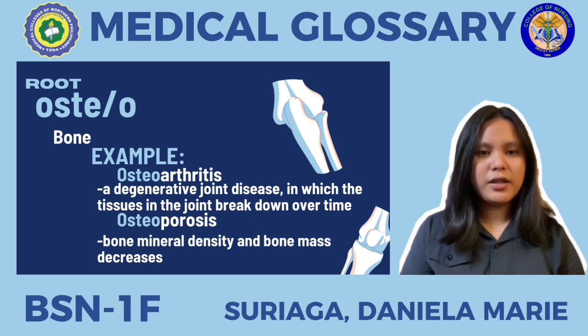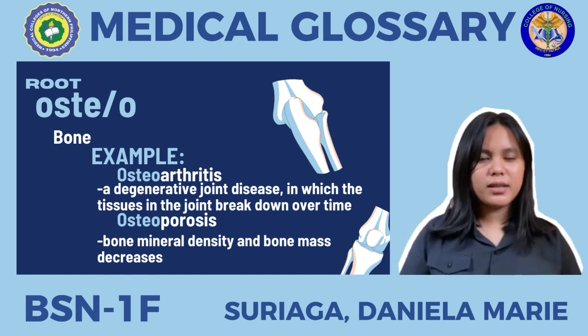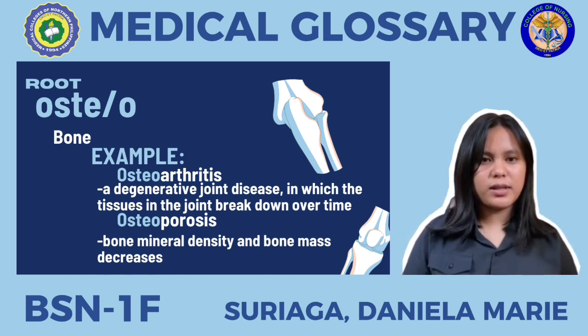Osteoarthritis is a degenerative joint disease in which the tissue in the joint breaks down over time. In osteoarthritis, osteo is the root word, while the suffix is arthritis, which means joint inflammation. Another example is osteoporosis, in which bone mineral density and bone mass decrease.